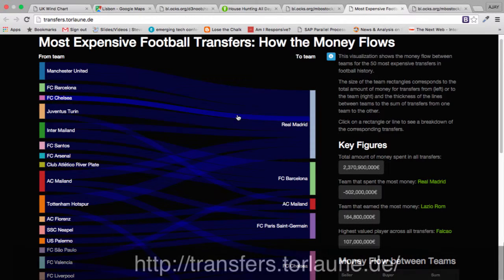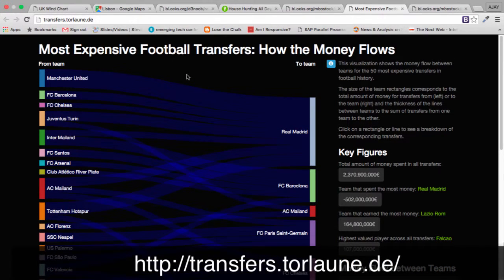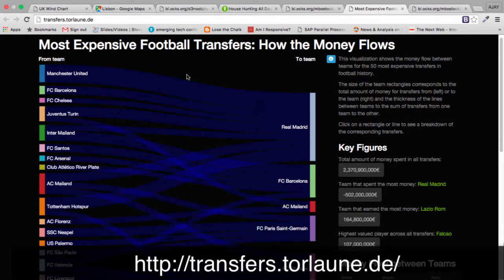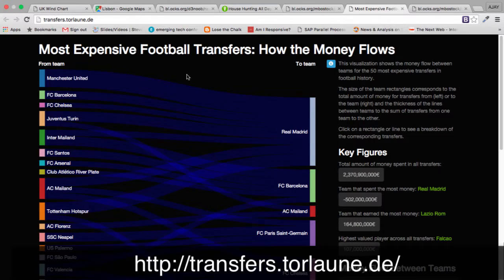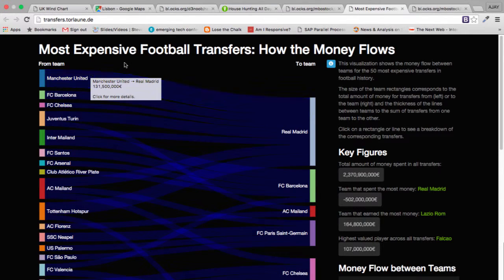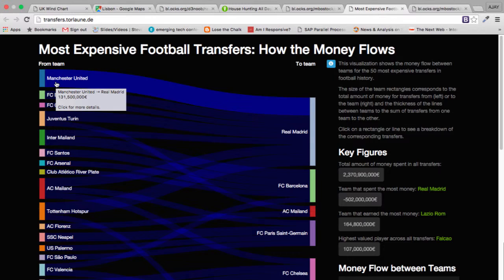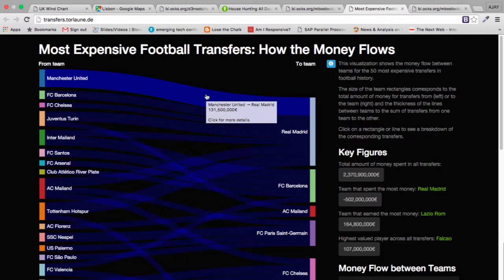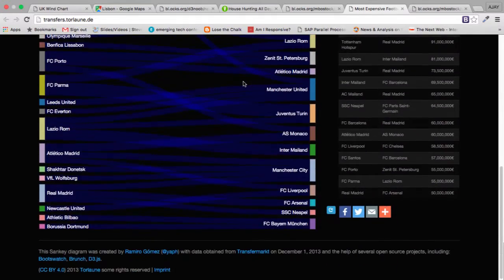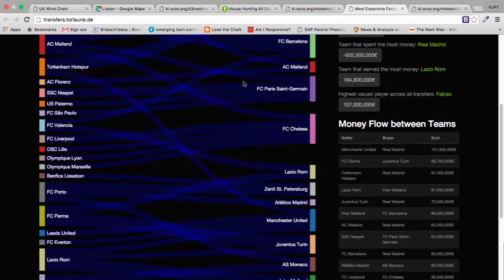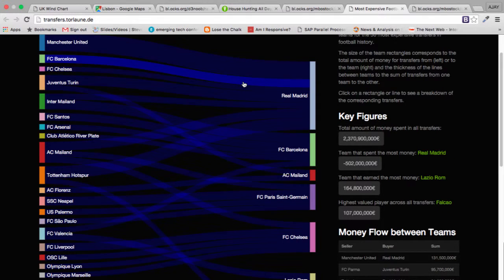Moving on, we have the flow diagram, which is a very nice way to show the flow of money, people, or maybe some objects. Here what we are seeing is the transfer of money from each football team to other football teams. For example, from Manchester United to Real Madrid, how much money has been transferred? It is around 131.5 million euro. This is very nice to show in a scrollable pattern if you have too much data and there is an interrelationship between the data. So the flow diagram is the way to go.